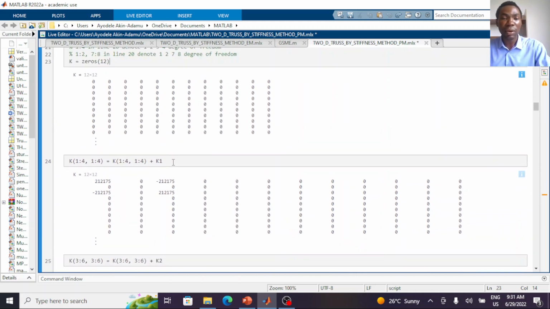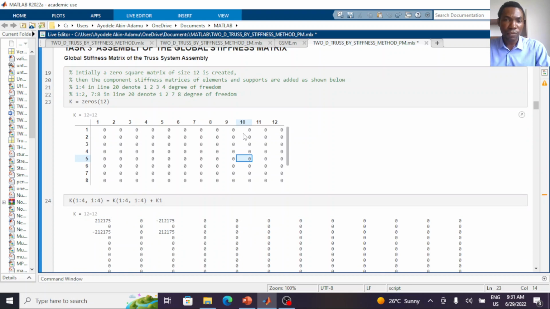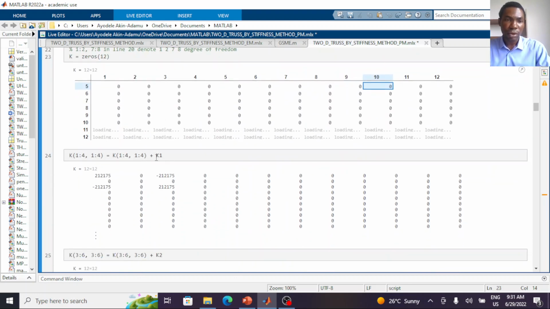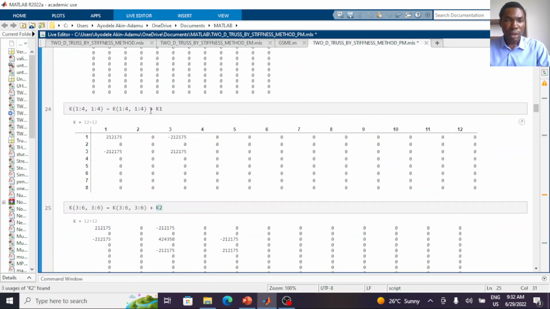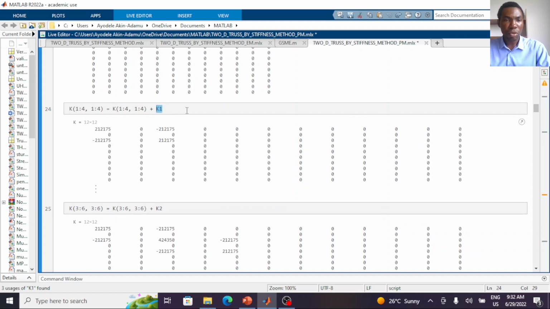We need to now add our local stiffness matrices from K1 to K11 to this zero matrix. I need to run this code. So we see this is a 12 by 12 matrix. So what we need to do now, we add K1 to our base matrix and we use this simple line of Matlab code to do that. Because K1 is located between node 1 and node 2, and the degrees of freedom for node 1 and node 2 are 1, 2, 3, 4.